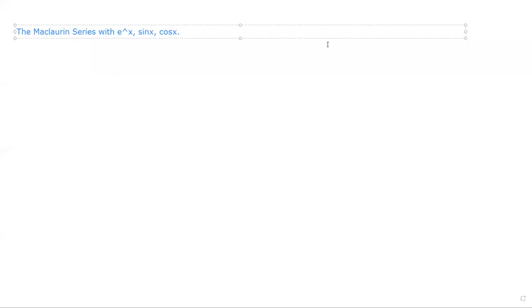So we're gonna be looking at more of the Taylor and Maclaurin series. I'm gonna give a brief introduction of what they are, and I'm gonna use some applications of them with three functions. So what is the Taylor series or Maclaurin series? I'm gonna define the Taylor series first. So this is what my definition is.